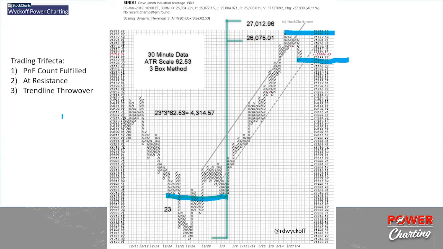or what we would often refer to as a range-bound market. So this is sort of a trifecta in point and figure analysis, where we fulfill the point and figure count. It's at resistance, in this case throwing over the top of the trend channel in a climactic action, which is a trend line throwover. And then also resistance formed way over here on a part of the chart that we can't see at this time.